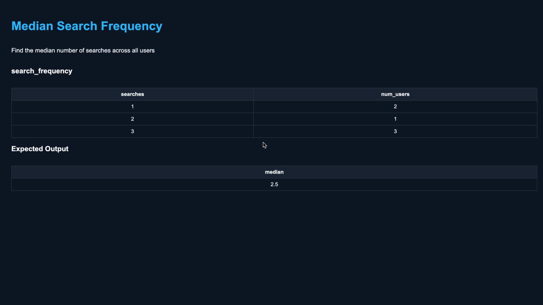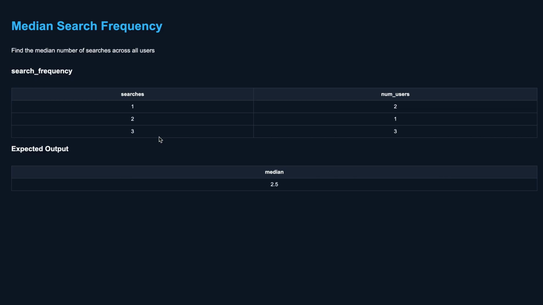So here we are given a table called searches, where searches is the number of Google searches, right? And num users is how many users made those many number of searches, right? So instead of raw data like 1, 1, 2, 3, 3, 3, we get a compressed version saying 2 users made 1 search, 1 user made 2 searches, and then 3 users made 3 searches. Now the question is, find the median number of searches across all users.